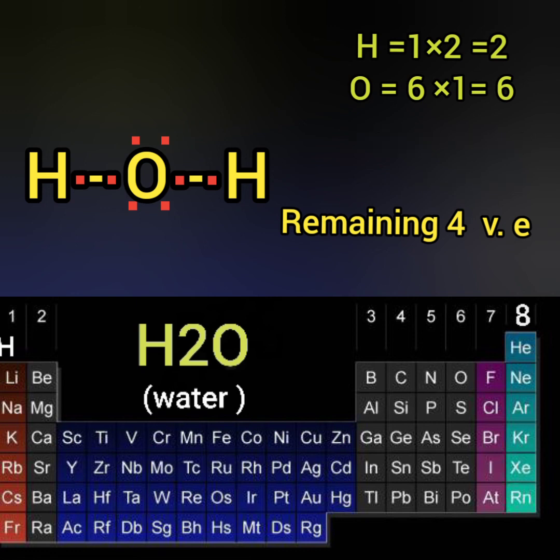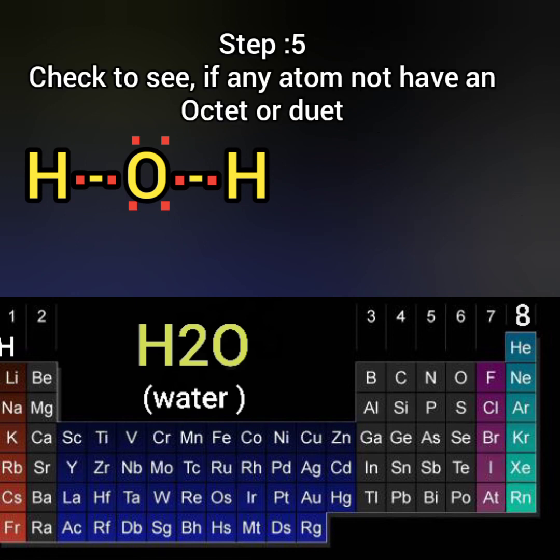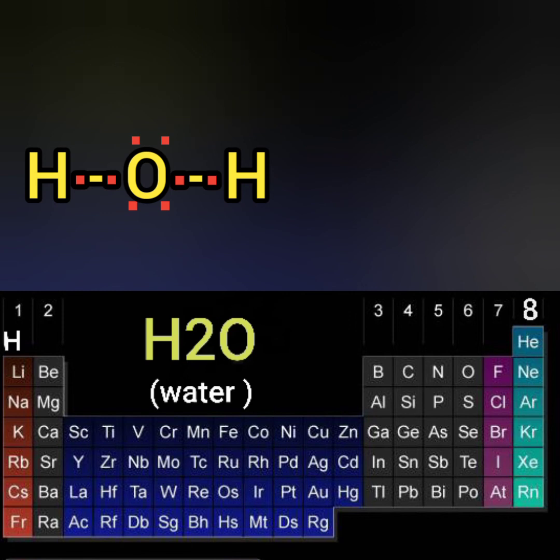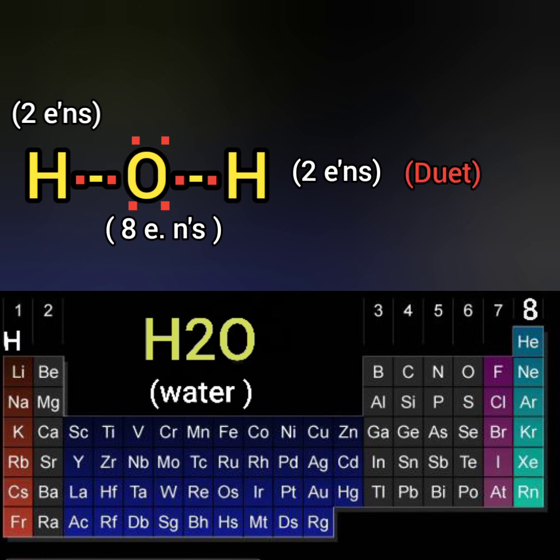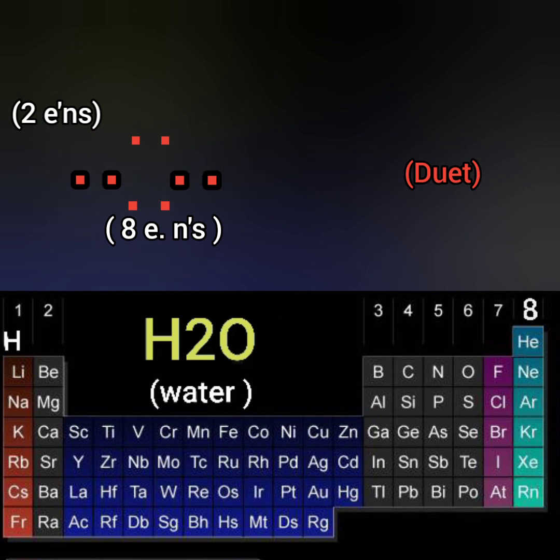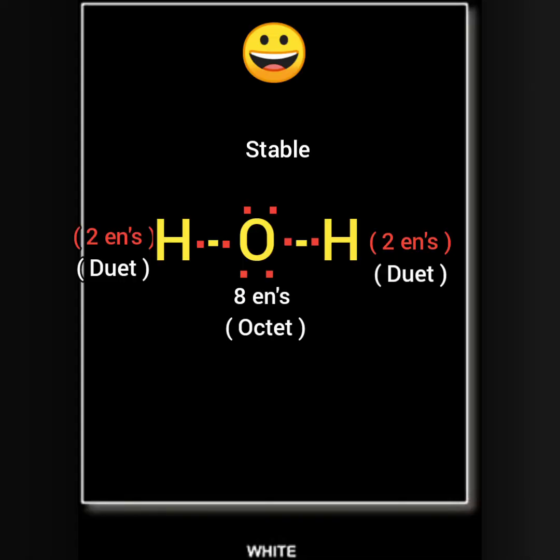Fifth step is to check to see if any atom does not have an octet or duet. Here in this water molecule, each hydrogen has 2 electrons and oxygen has 8 electrons, which means hydrogen is stable with the 2-electron duet configuration and oxygen is stable with the 8-electron octet configuration. So here all atoms are happy and stable with their electronic configuration. If they are happy, then the Lewis diagram of the water molecule is now complete.